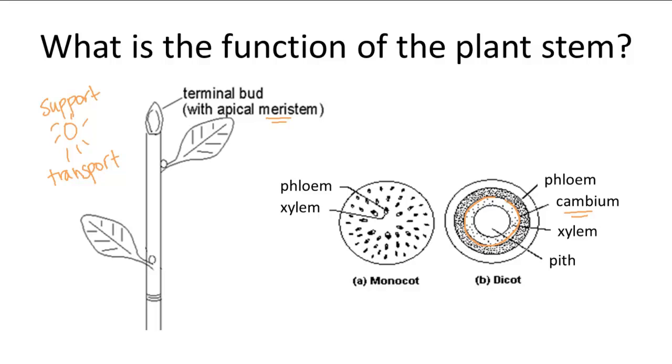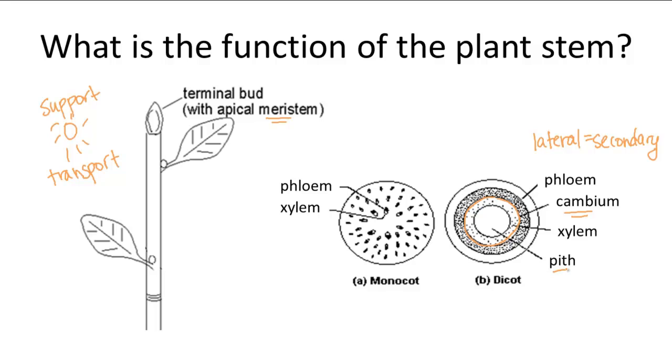And the job of the cambium is to specialize into xylem and phloem, but it's also to contribute to lateral growth, or the thickening of the plant stem. And lateral growth is also known as secondary growth, just as vertical growth is known as primary growth.